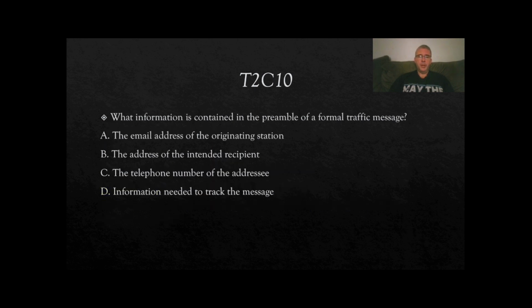Number 10. What information is contained in the preamble of a formal traffic message? A. The email address of the originating station. B. The address of the intended recipient. C. The telephone number of the addressee. Or D. Information needed to track the message.